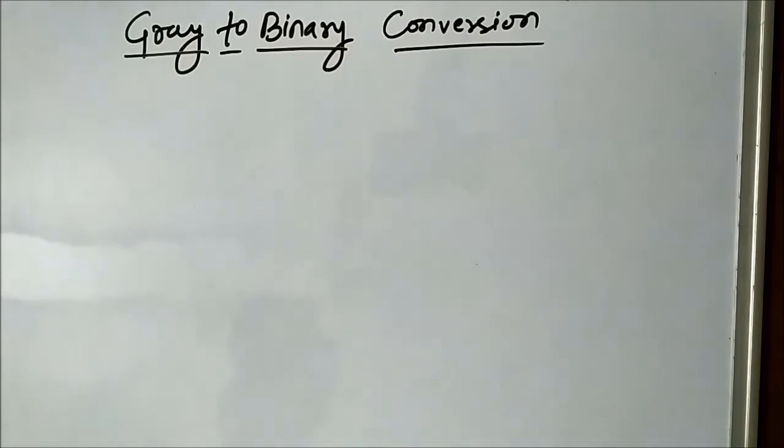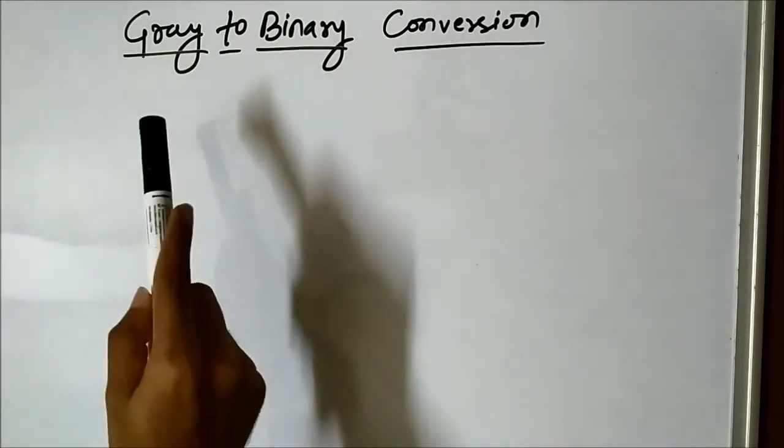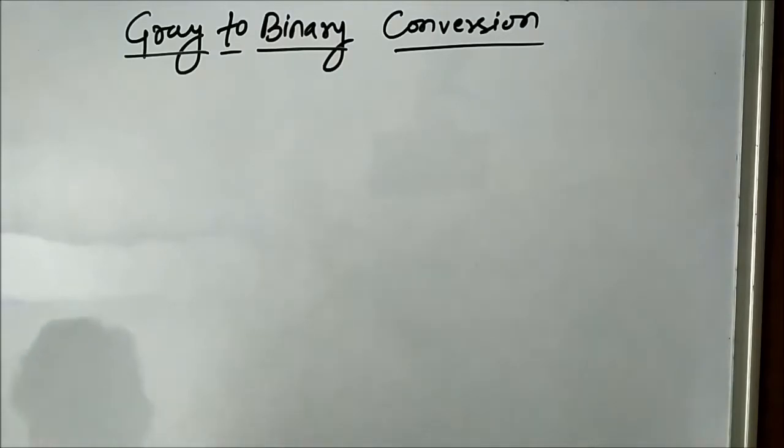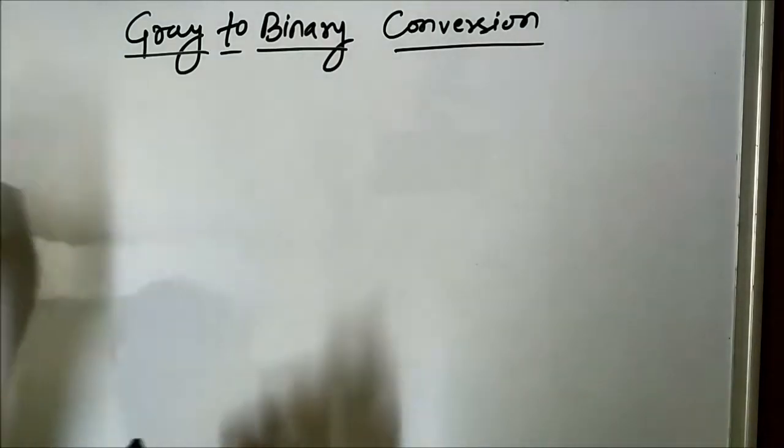In the previous video we discussed the basic concept of binary to gray conversion, how to convert a binary number into its equivalent gray code form. So in this video we are going to discuss the opposite, that is conversion of a gray code to binary code. Okay, so let us understand it with the help of an example.